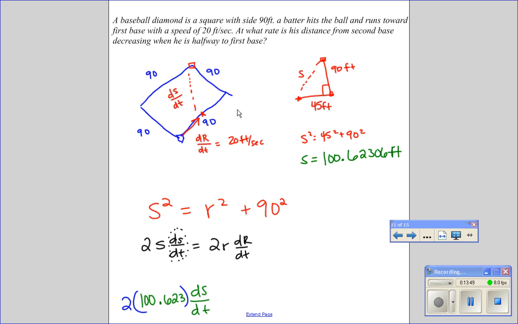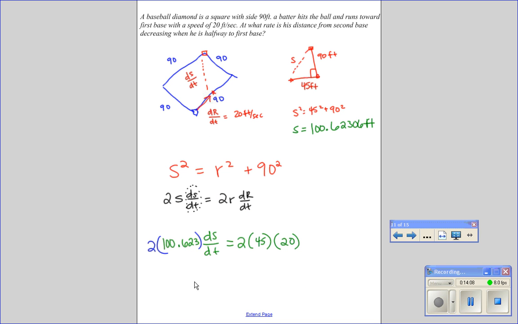ds dt, how fast is this change? This is changing to second base. That's what I don't know, so I need to leave that as a variable. To r, we decided that if he's halfway to first base, then he has run 45 feet, and he is running at a rate. So the dr dt, I'm going to put in 20 in that place. Then it's a matter of just solving for ds dt. How fast is he running when he is halfway to first? How is that distance changing between runner and second base? So that's what you would solve for here.